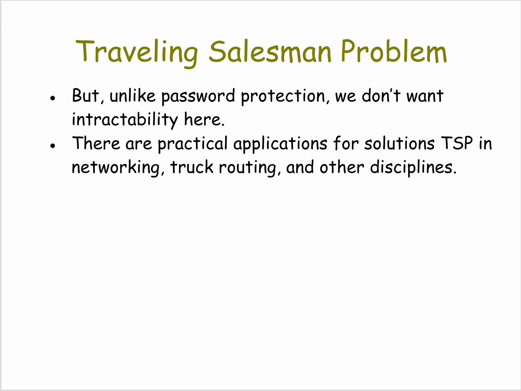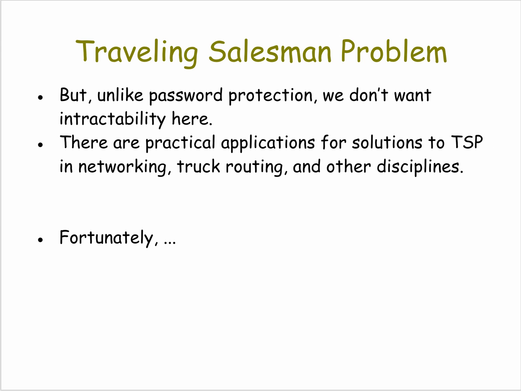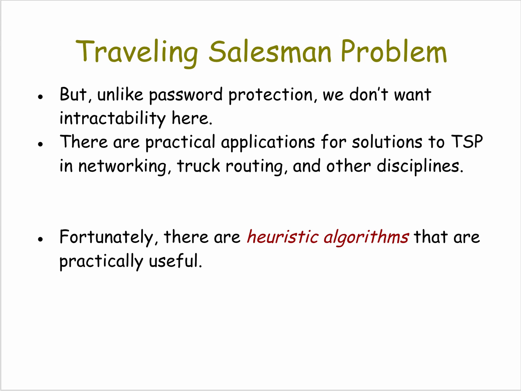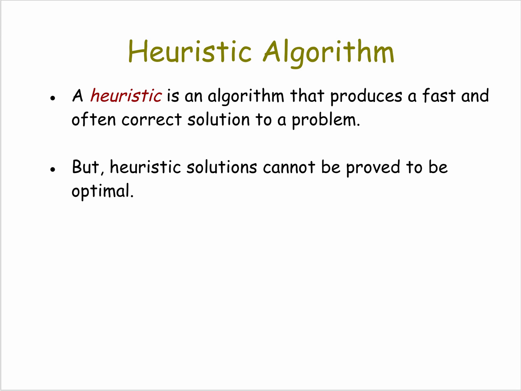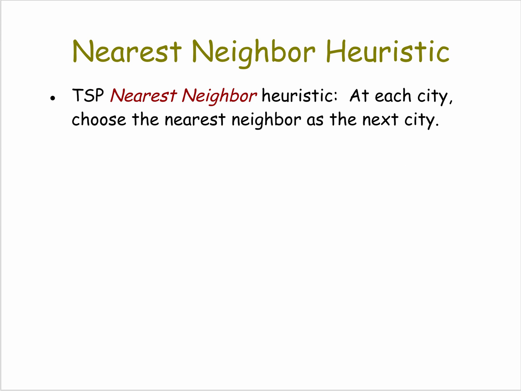However, we want to be able to solve this problem, because there are practical applications for traveling salesman problems in networking, in truck routing, and in other disciplines. Fortunately, there are what are known as heuristic algorithms that we can use to solve this problem in a practical way. A heuristic is an algorithm that produces a fast, correct solution to the problem, but it can't be guaranteed to be optimal. You would get an effective, efficient route through the n cities, but it would not necessarily be the optimal route. And we can look at one example of the nearest neighbor heuristic for the traveling salesman problem.